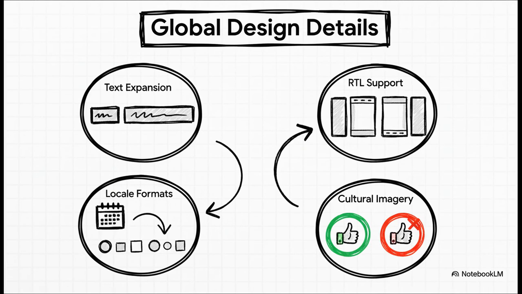And getting these details right is absolutely 100% critical. For instance, the simple English word pay explodes into jetzt bezahlen in German. If your button isn't built to expand, the whole design breaks. For languages like Arabic or Hebrew that read from right to left, the entire layout, all the icons, everything has to be mirrored. Even dates, is it month then day or day then month? If you get this stuff wrong, your product doesn't just feel clunky, it can feel completely broken or even offensive.